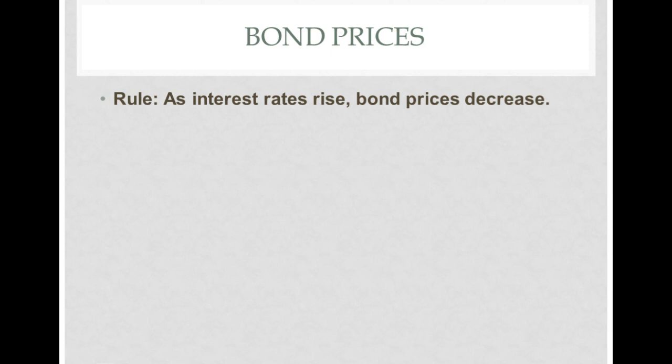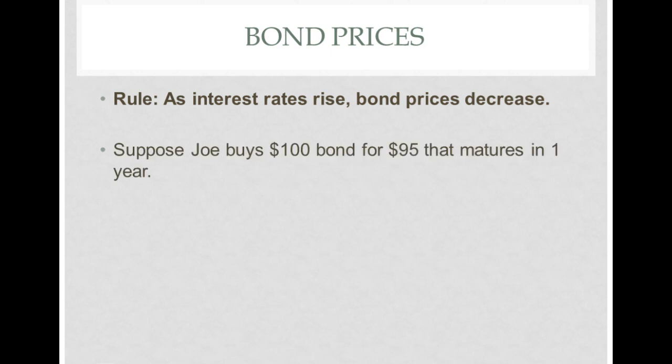Probably giving an illustration is the best way to do it. So let's take our friend Joe here. Suppose Joe buys a $100 bond for $95 and it matures in 1 year. One year bonds are not uncommon. So let's go over that again. Joe buys a $100 bond for $95 and it gets paid back in 1 year. That means essentially that right now Joe is expecting an interest return of about 5%. A little bit more actually.